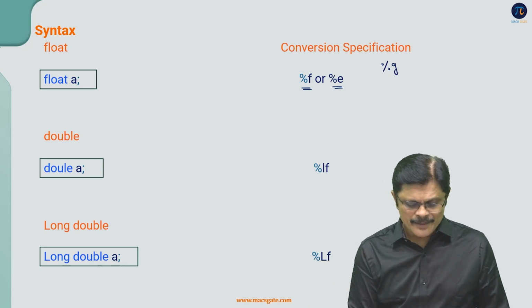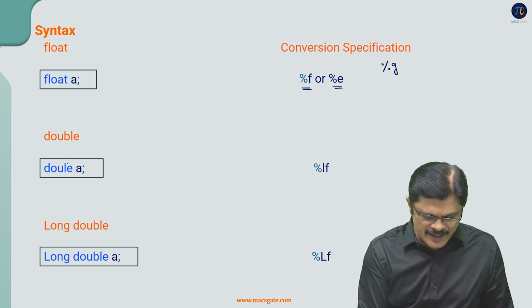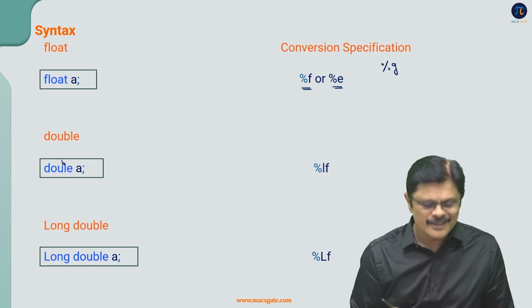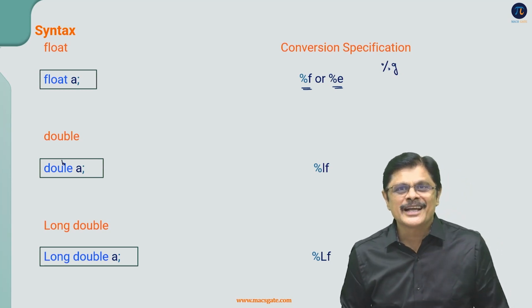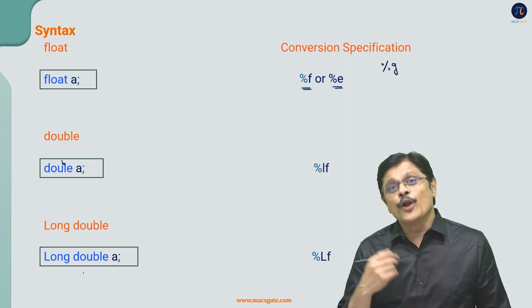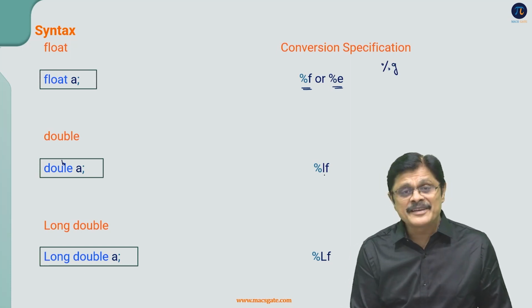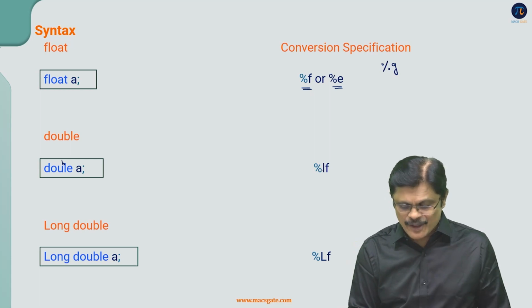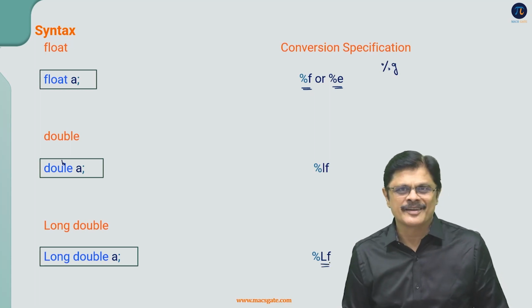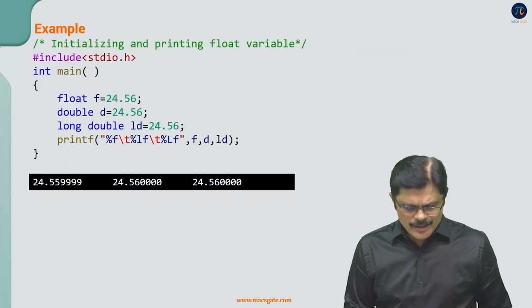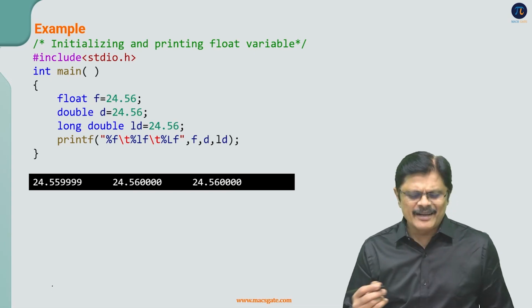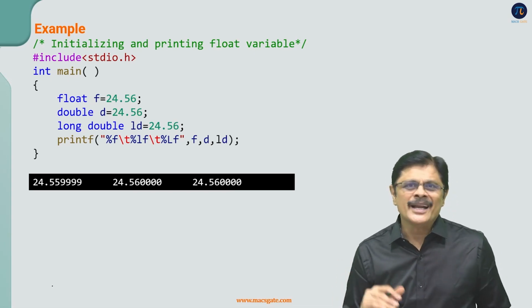Whereas for long double, I think it is shown as double, there is a printing mistake, please note that. %lf is used for double, small l f, whereas for long double, capital LF is used. So this is a simple program to print the values of float, double and long double.